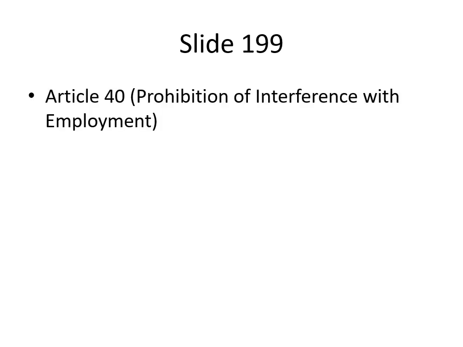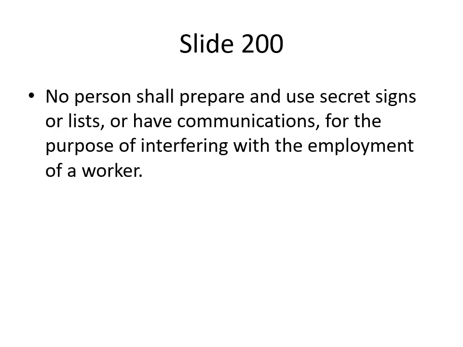Article 40, Prohibition of interference with employment. No person shall prepare and use secret signs or lists, or have communications, for the purpose of interfering with the employment of a worker.